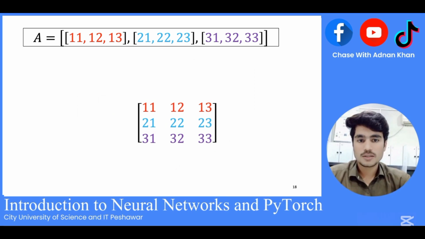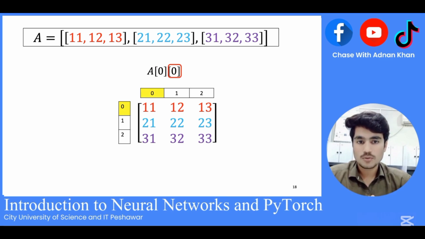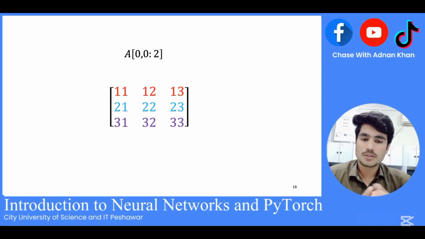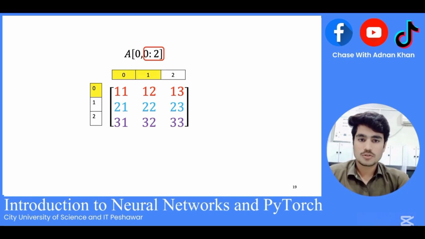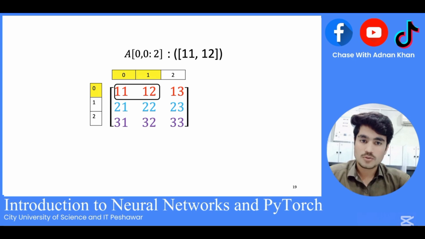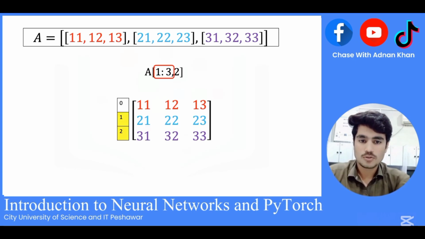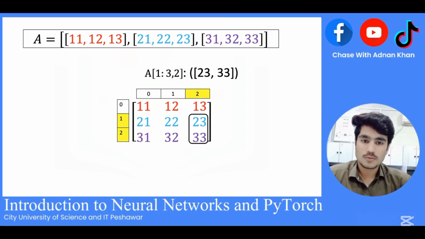Let's consider this example. This index corresponds to the first row, and the second index corresponds to the first column, and the value is 11. We can also use slicing in 2D tensors. The first index corresponds to the first row. The second index represents the first two columns, and we extract the elements 11 and 12 from the tensor. Consider this example. The first index corresponds to the last two rows, and the second index accesses the last column.